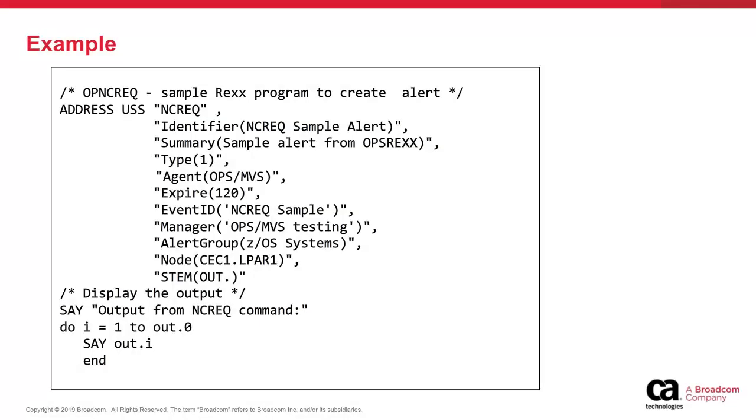This is a sample REXX program that issues a single NCREQ command to send an alert to Tivoli Netcool. Values are provided for the required columns, identifier and summary, and for several optional columns. STEM(OUT.) causes the command output to be returned in variables OUT.1 through OUT.n, and the number of lines to be returned in OUT.0. The do loop displays each line of the output.